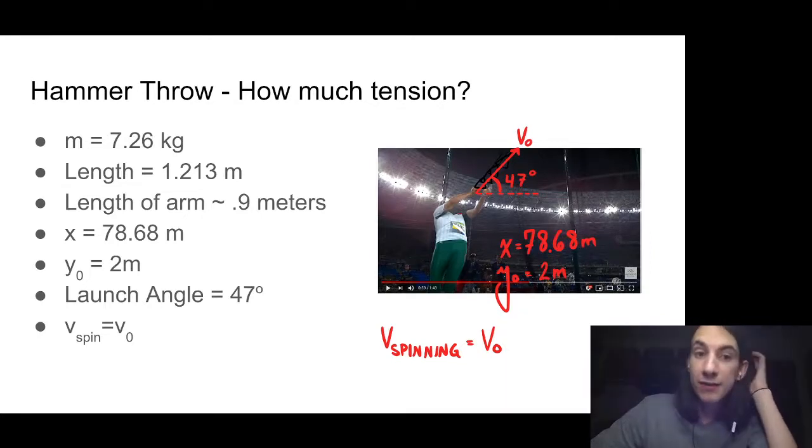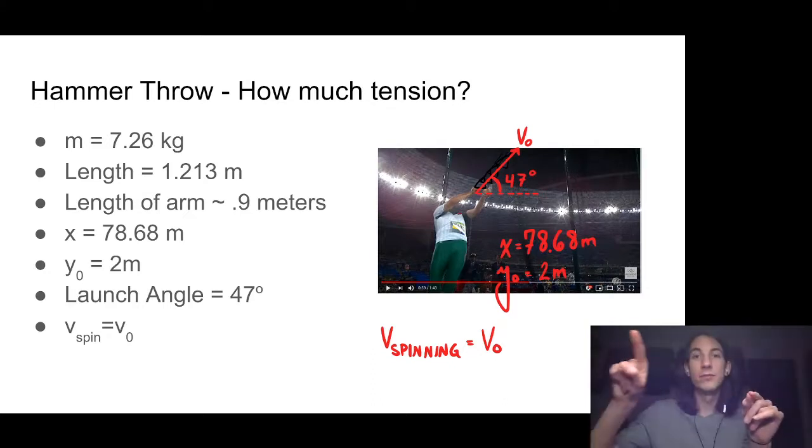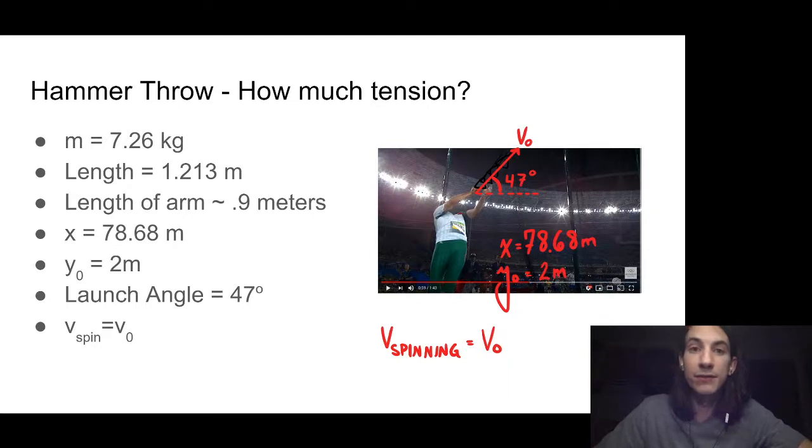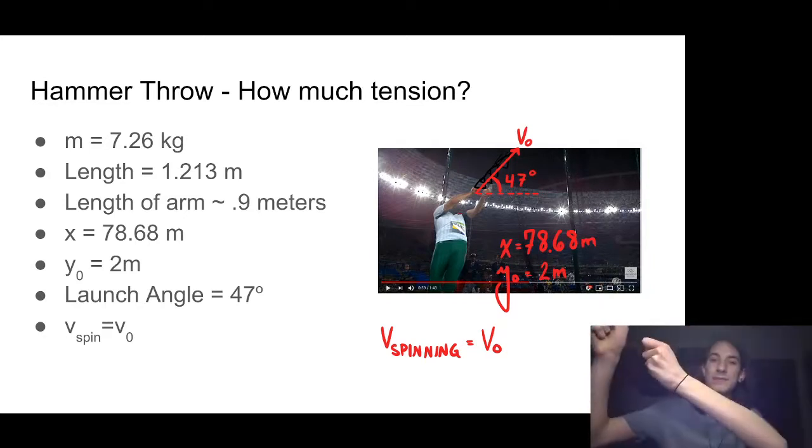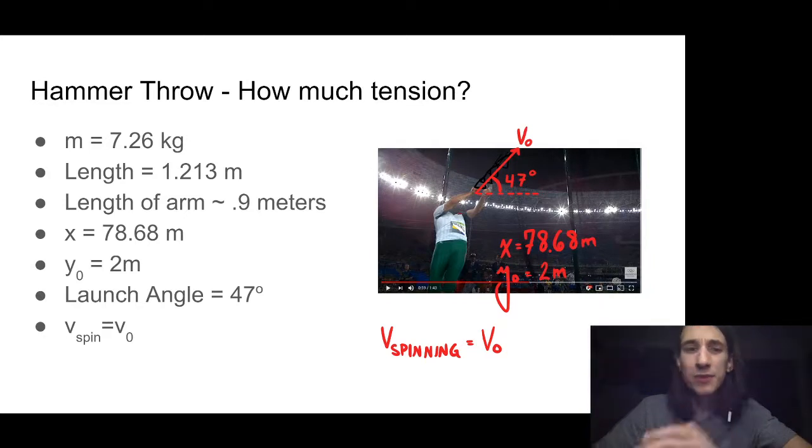The distance that he throws it, so the distance that this thing moves in the X direction, is 78.68 meters. That was from the little blurb at the bottom that said he won the gold with a distance of 78.68 meters. For the Y naught, the initial height that he's throwing it from, I kind of estimated it, saying that it's 2 meters. Looks like about his full height, so like 6 feet plus his arms. So I just called it about 2 meters.